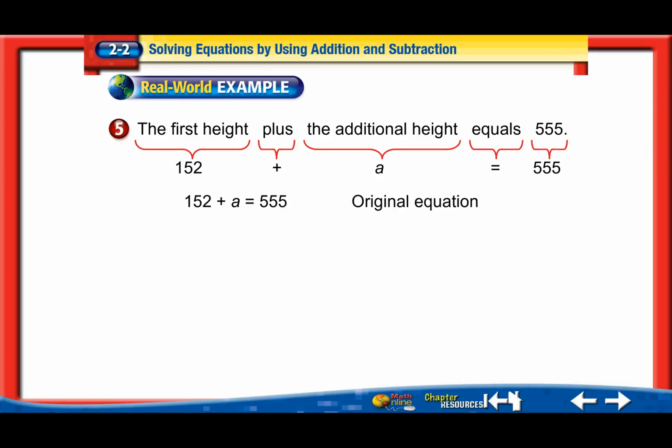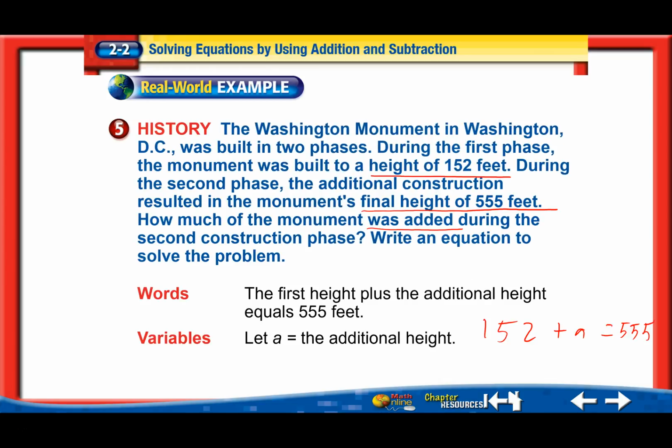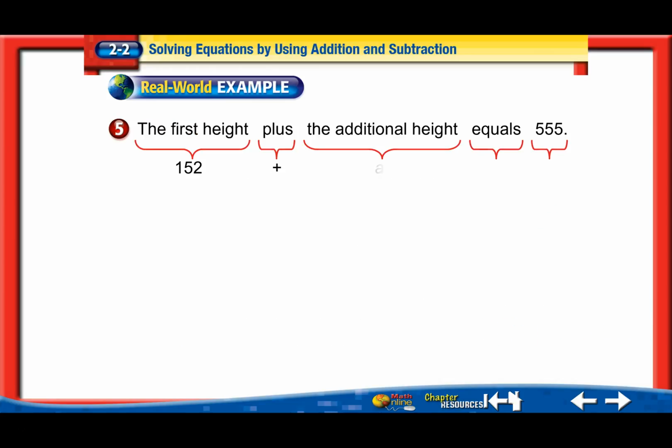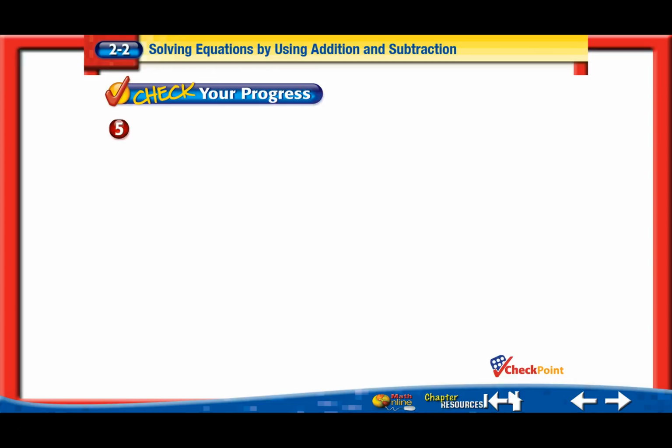So now we solve it. We're going to subtract 152 from both sides because the additive inverse of 152 would be negative 152. So that's why we're going to do that to both sides. And we punch that into our calculator, it comes out to 403. Not done yet. The original question was, how much of the monument was added during the construction phase? So the answer would be 403 feet were added during the second construction phase.